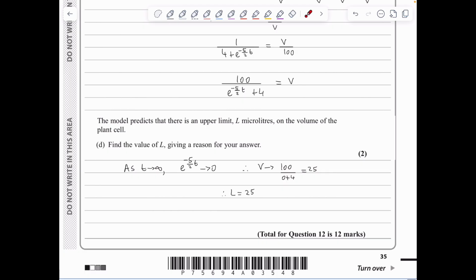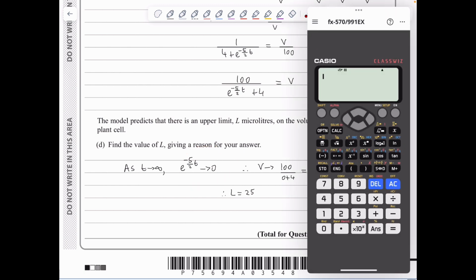However, if we cannot see the limiting process here, what I can do is go on my calculator, substitute a big number on my answer key, and then I'm going to do 100 over e to the minus 5/2 times the ans plus 4. So I'm mimicking the process of t growing larger and larger. I press the equal sign, I see the 25, so capital L is 25.